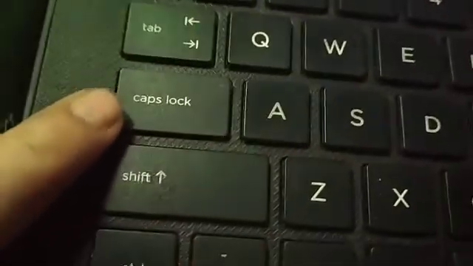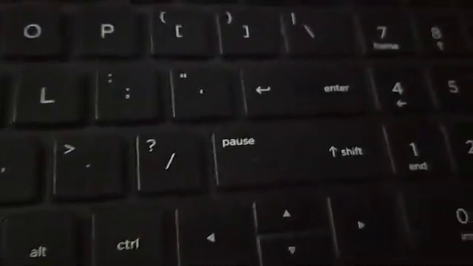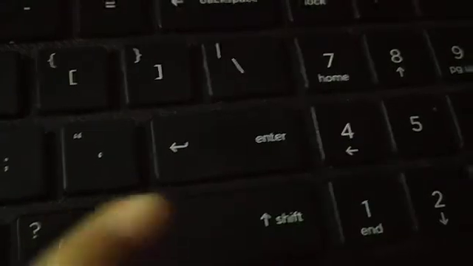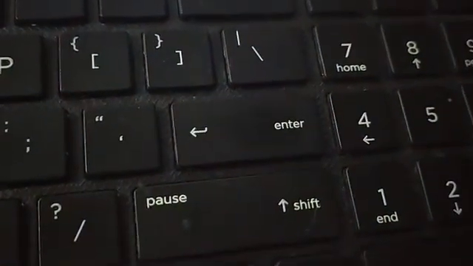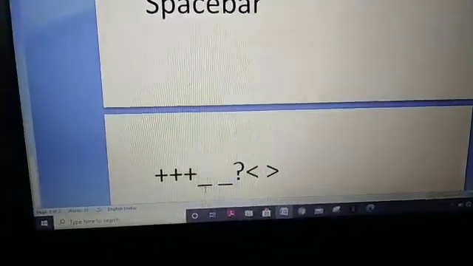See here on the keyboard, just below the caps lock key, the shift key is present. This one is the shift key, below the caps lock key. On the right side also, you see, this is the shift key. Understood? Below the enter key, this is the shift key. Clear? So now you see what the uses of the shift key are.